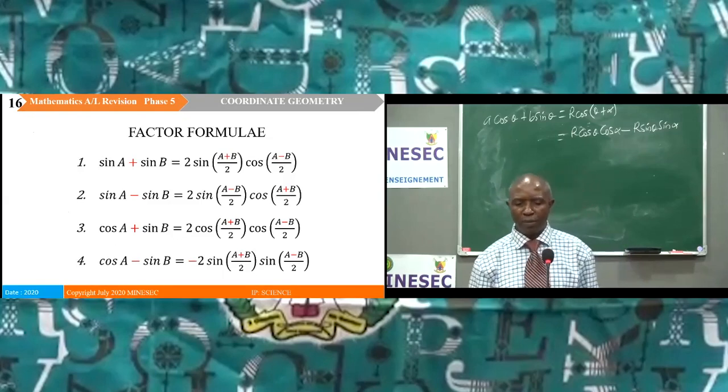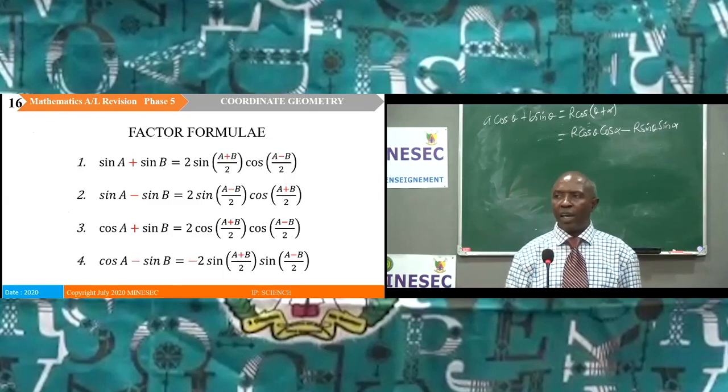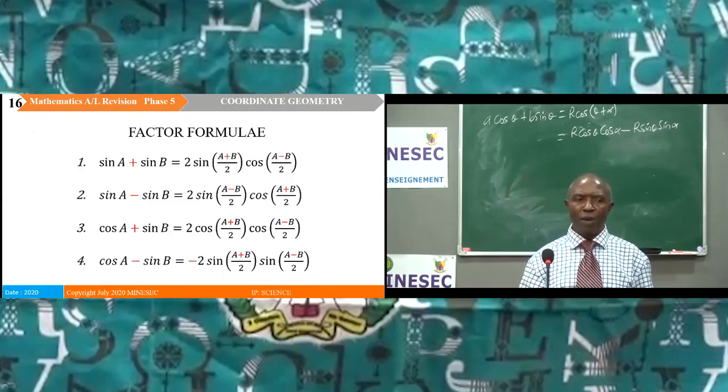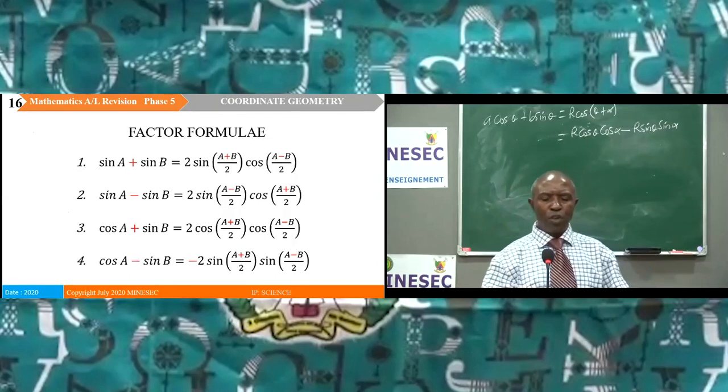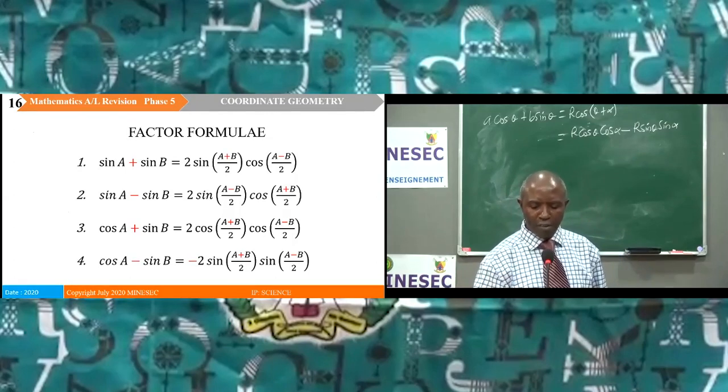Factor formulae. These formulas are found inside your formula booklet, so you need not bother much memorizing them.